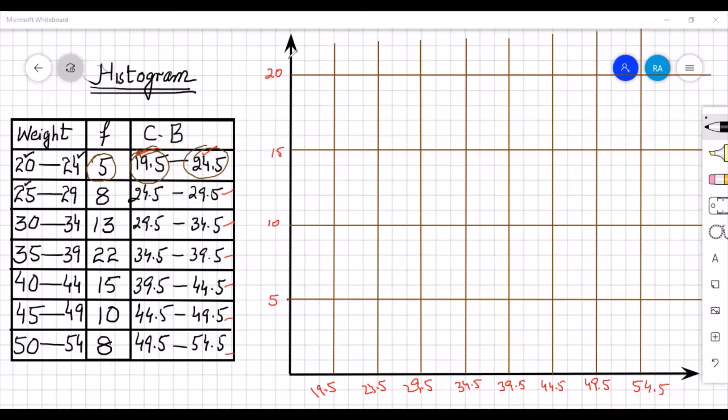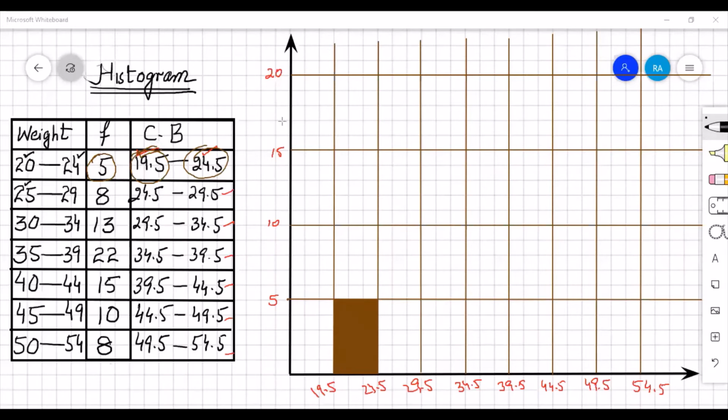We are going to draw a bar between 19.5 and 24.5 up to 5 as given in the table. Frequency is 5, so height will be 5 and it will be between 19.5 and 24.5.